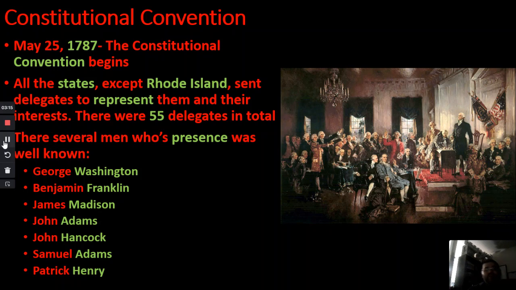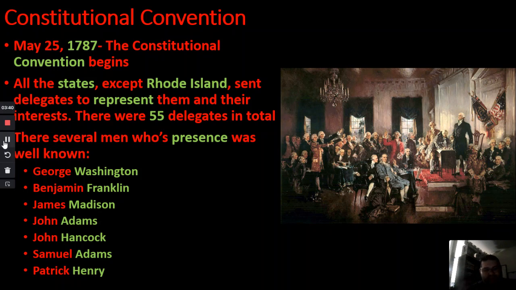So in total, there were 55 delegates that went, and there were several men who were very noteworthy at this meeting. For example, George Washington, he was there. Benjamin Franklin, a world-renowned man, was there. James Madison, John Adams, John Hancock, Samuel Adams.